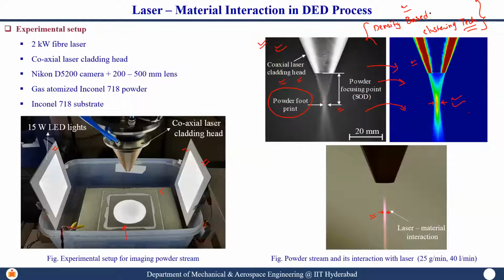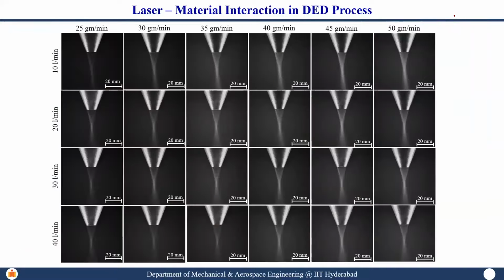But it is also important to understand how this heat map works, that is density based clustering. Now by doing that, we try to change carrier gas flow rate. What does this carrier gas flow rate dictate? It dictates the inertia or the kinetic energy that is provided to the particle. And then we also try to change powder mass flow rate. What is the amount of powder that is getting discharged?